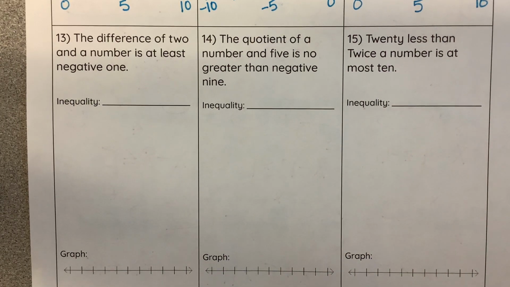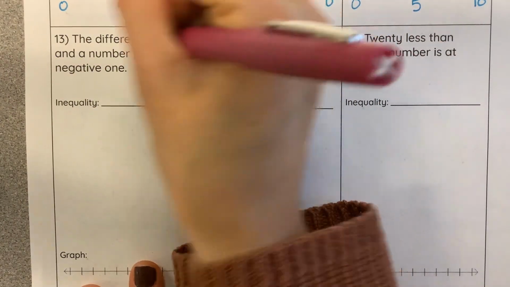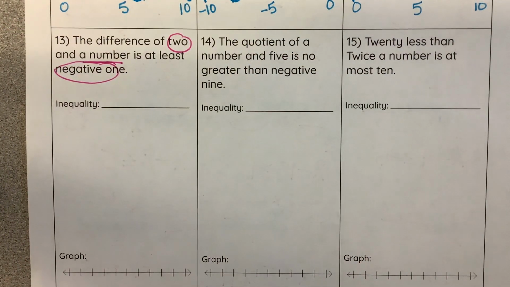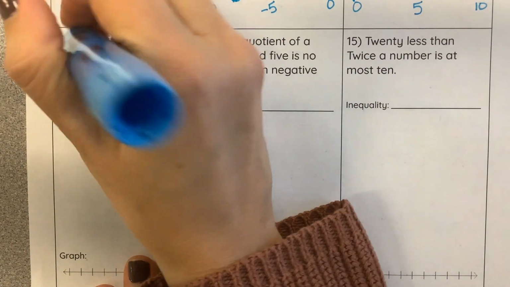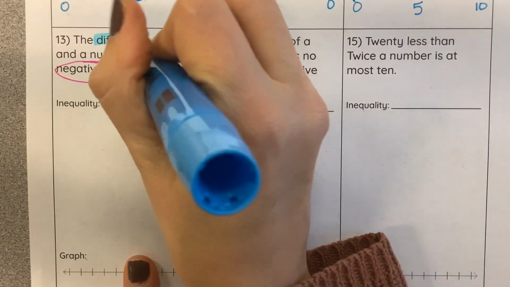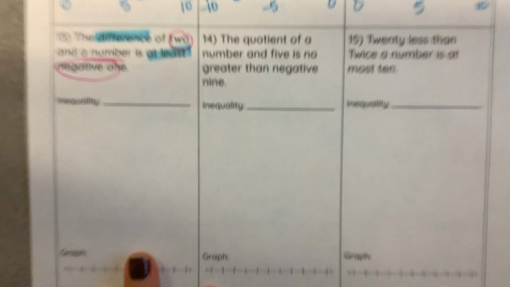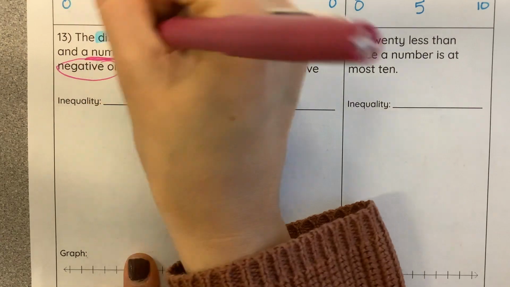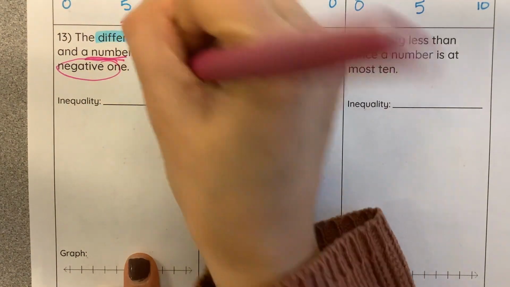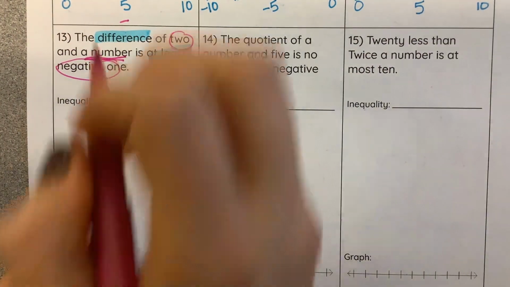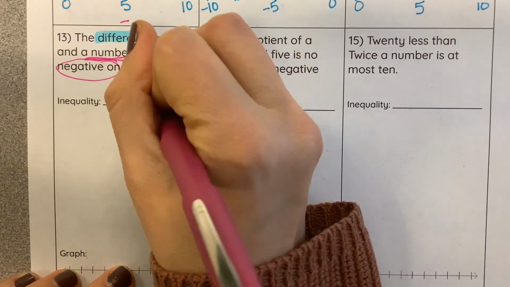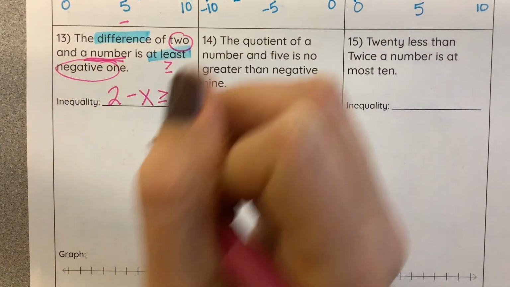Number 13, the difference of 2 and a number is at least -1. So difference, subtraction. At least is our inequality sign and our unknown number. So the difference of 2 and a number. When it's difference, we go in that order. So 2 minus our unknown number, x, is at least, greater than or equal to, -1.